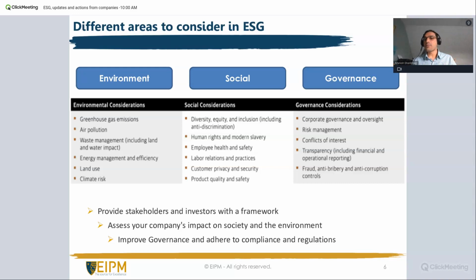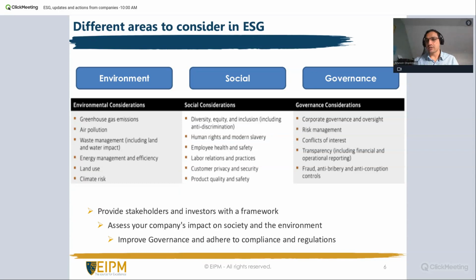There is air pollution, so companies that take actions to monitor, control and reduce air pollution. The same thing with water pollution or land pollution. There is another element like waste management. What is the impact that the company has on land and water when they are managing waste? How much of it is being recycled, etc. All of these come under the waste management part.